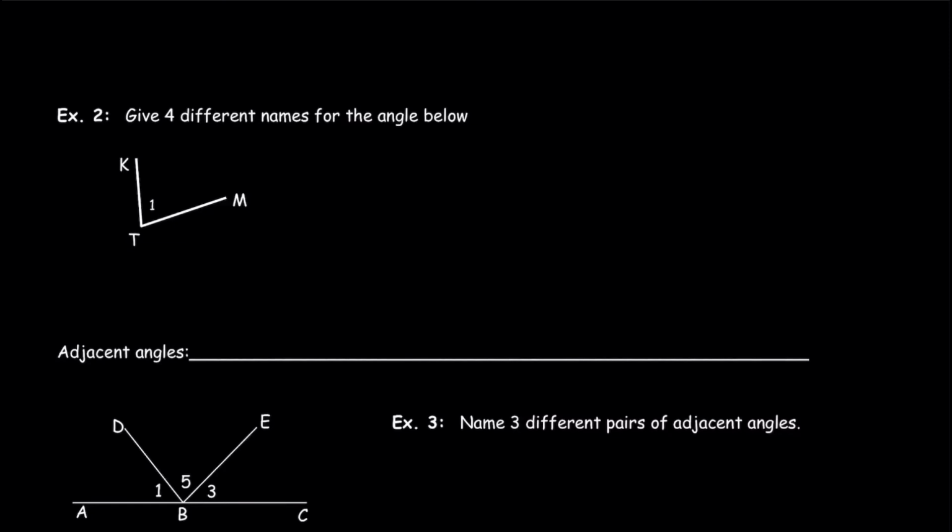I can name it with a number if there's a number in the angle. So clearly here I can see, yeah, there's a number. That's number 1. So this can be called angle 1. Or I could use an uppercase letter, because there's only one angle here. I do not have any other angles coming out from that letter. There's just this one angle. I can call it angle T.